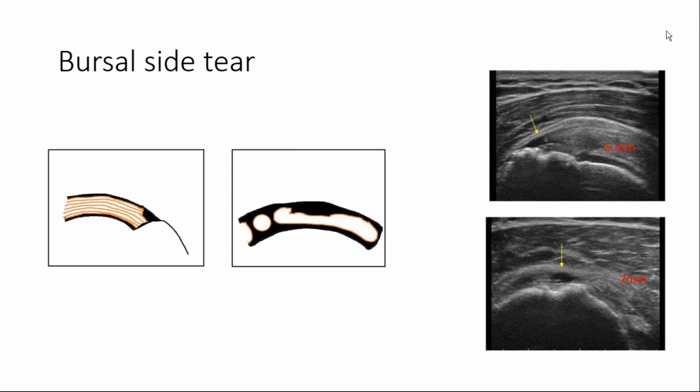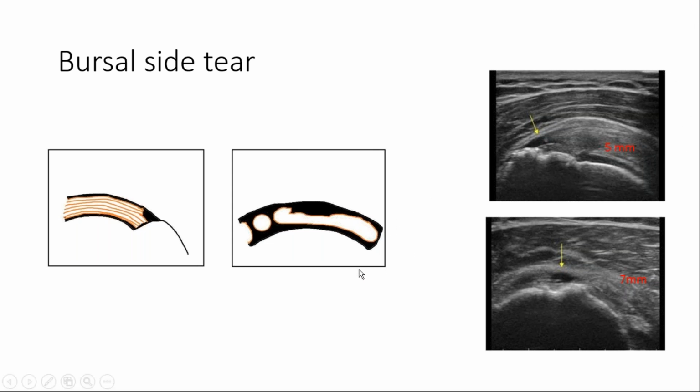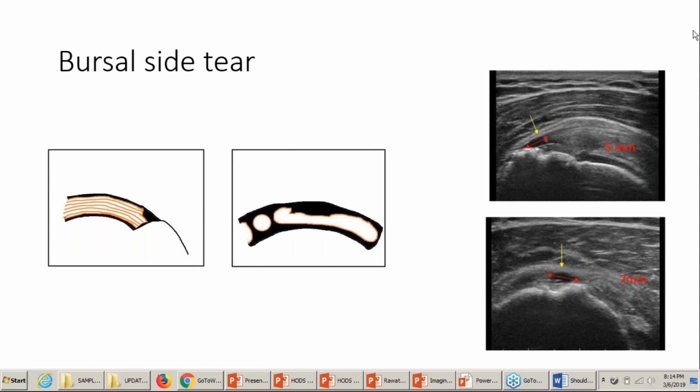Can you confirm that in short axis? On the ultrasound image, you can see the focal defect on the bursal side, where the superficial fibers of the supraspinatus show a focal defect, and the same is confirmed in the short axis. Now we put the caliper and measure it to be 5 millimeters by 7 millimeters. So now try to formulate an impression for this finding.